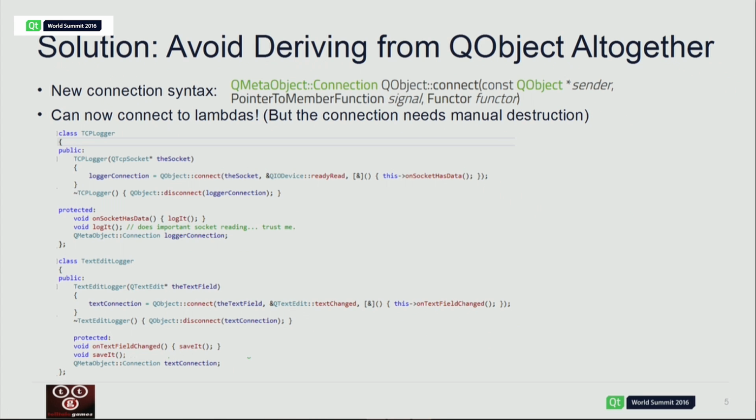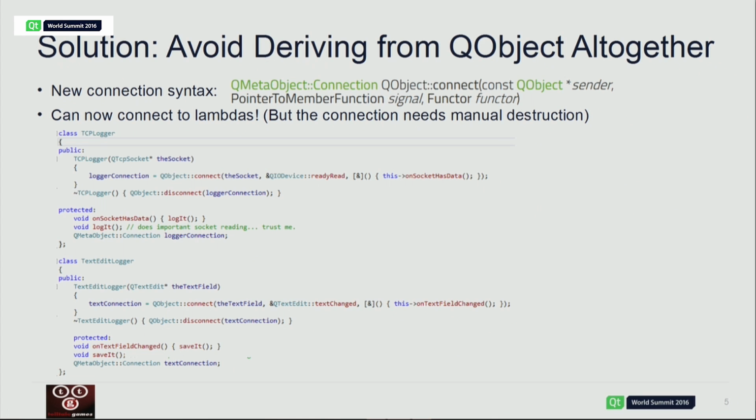It takes in the signal as normal, but then it takes in a functor. And so in this case, a functor can be a lambda, and so we'll be using that directly. Now the caveat to this is, normally when a connection's slot object is destroyed, then the connection is automatically severed by virtue of the QObject destroyed signal. But in this case, we're connecting to a lambda, so it's not a QObject. So we're going to have to be a bit more clever about severing the connection ourselves.